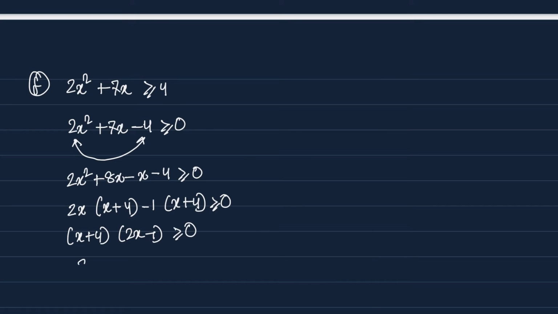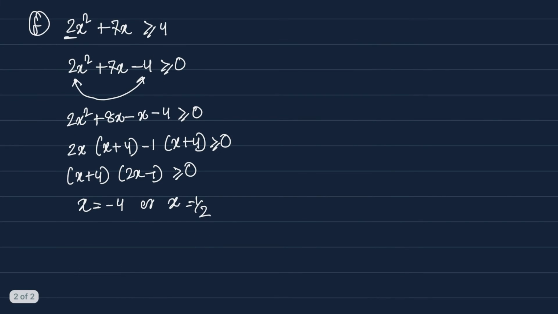So what are the critical values? X is equal to -4 or x is half. Let's write the critical values first. It's a U-shaped graph because the coefficient of x squared is positive 2. It will be a U-shaped graph cutting the x-axis at 2 points, one at -4 and one at half.